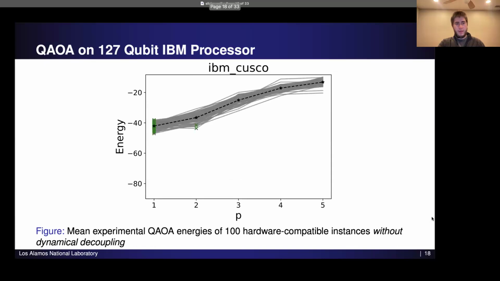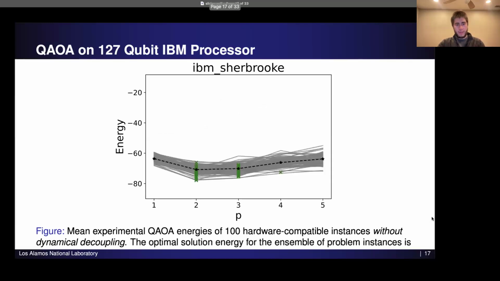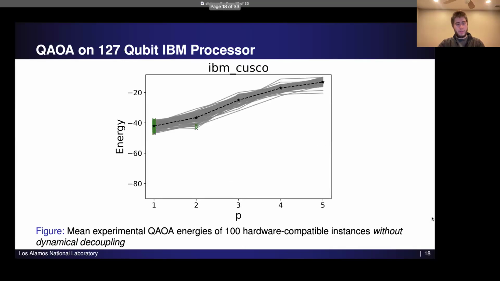And here's another 127 qubit plot. This one is on IBM Cusco. This one is notable because the performance is much worse compared to the previous 2. Here, the best performance was actually at P = 1. The energy y-axis in all of these plots is the same. So if I go back one slide, you can see that IBM Cusco has much worse energy, even starting out, compared to IBM Sherbrooke or Brisbane.